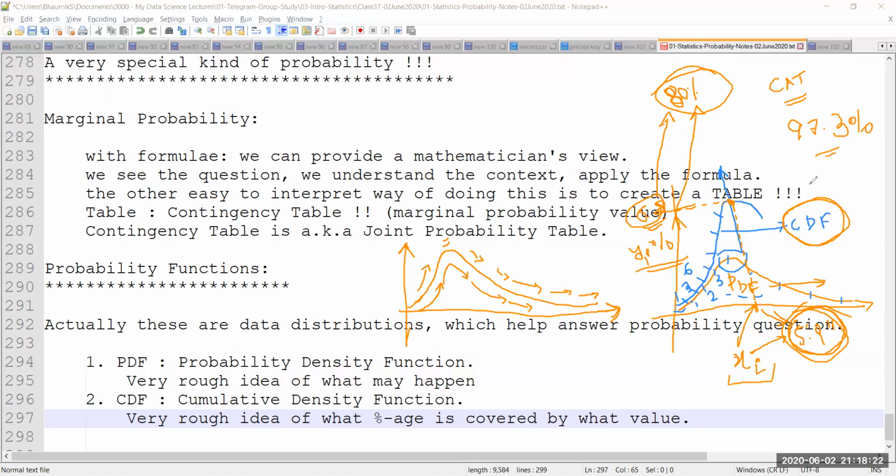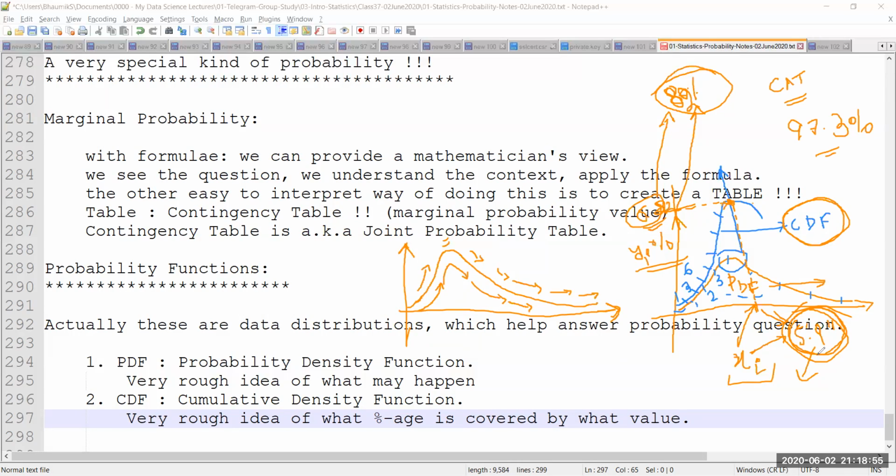97.3 percentile means what? I am better than 97.3 percent of people who appeared for that exam, right? So similarly, in the case of a CDF, it is quite clear that at this point the value is 0.82. Converted into percentage, it is 82%. 82% of the people's heights that I have taken over here, my sample, are within the range of 5 feet 9 inches. So 82% of people have a height up to 5 feet 9 inches. Can I say that? From this sample, the answer is yes.